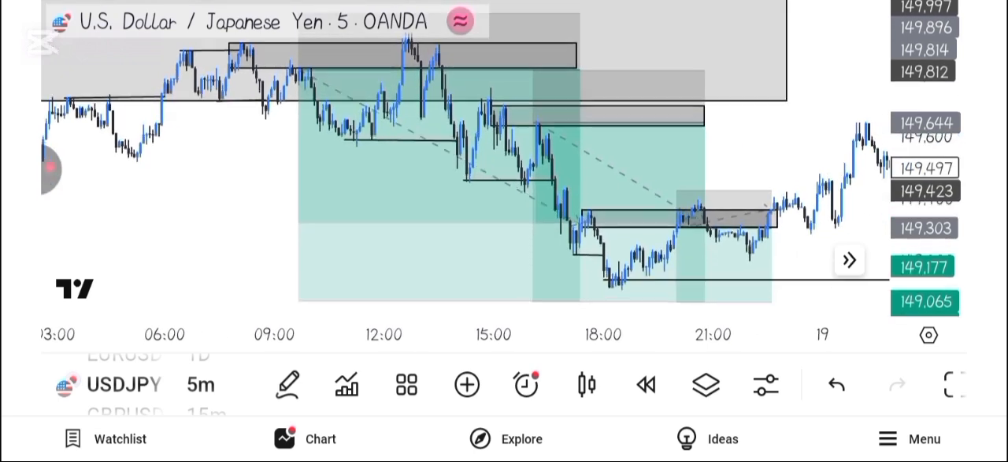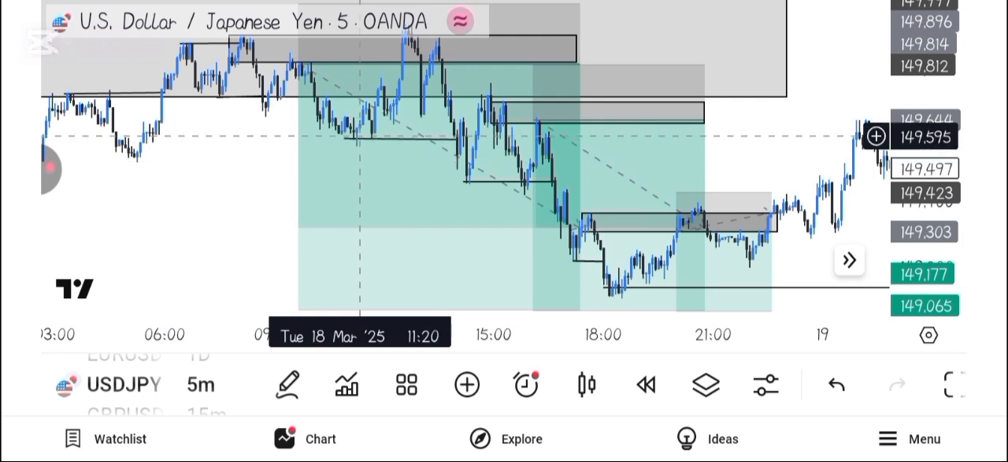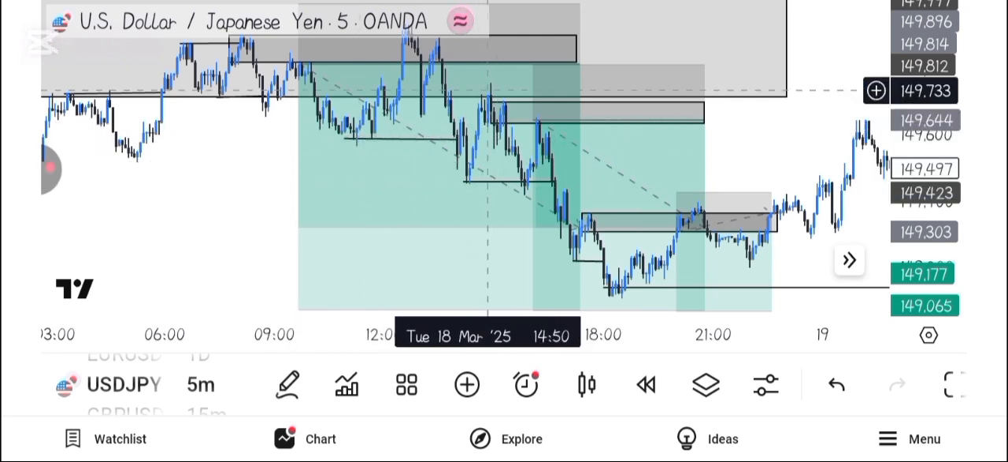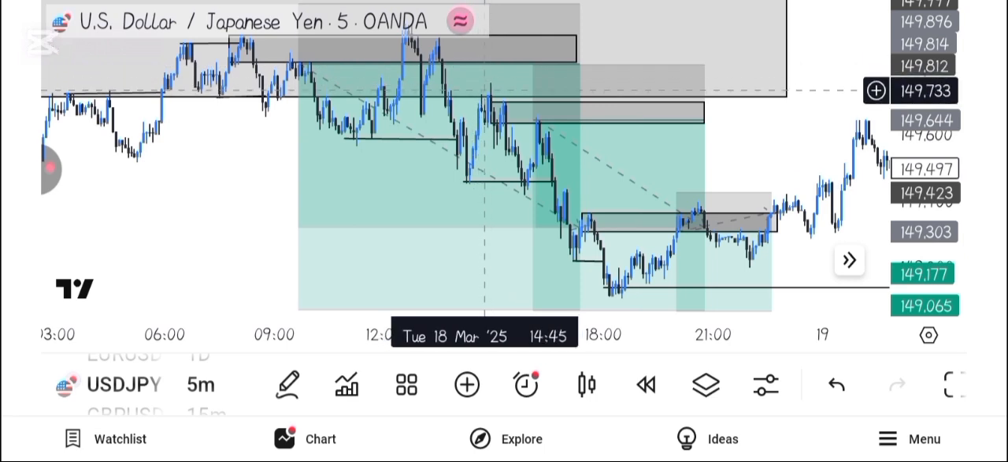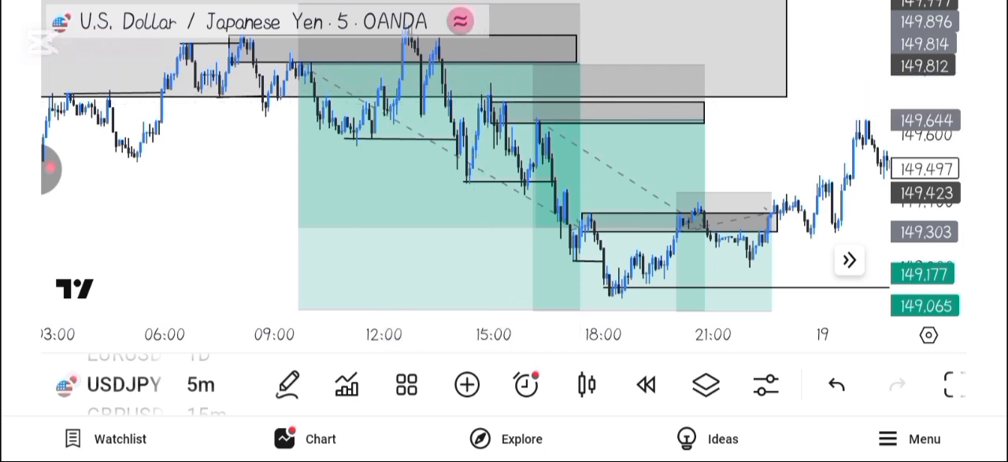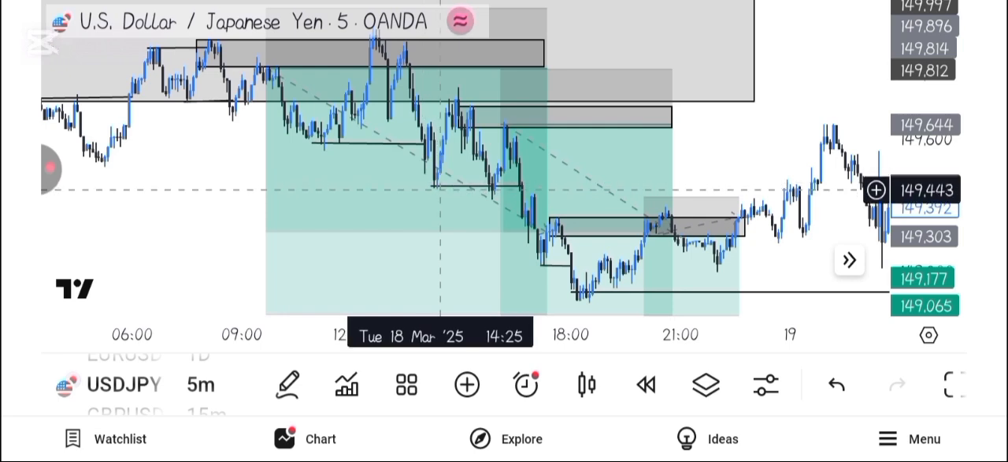Normally this is what I do. After I saw this first break of structure to the downside on the 5-minute time frame, I waited for another one because I want price to shift from my entry first, give me space so that I can be able to do what I want to do. So immediately I saw this second break of structure to the downside here, this is what I did.